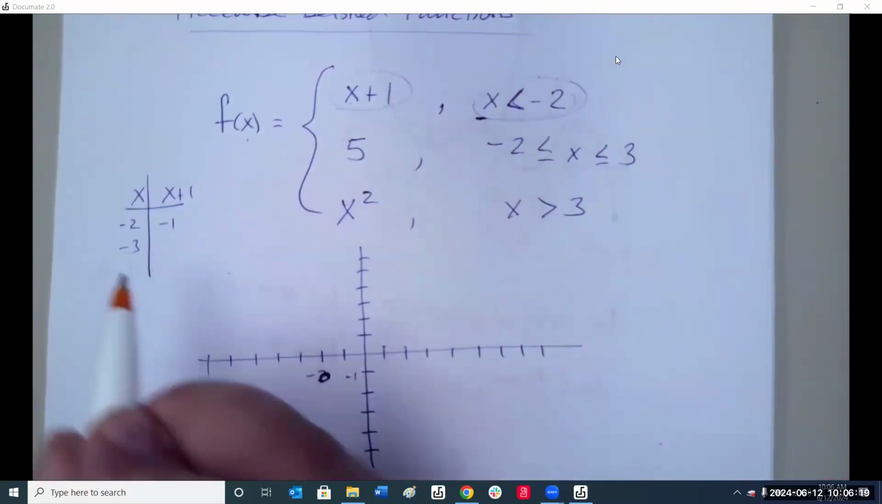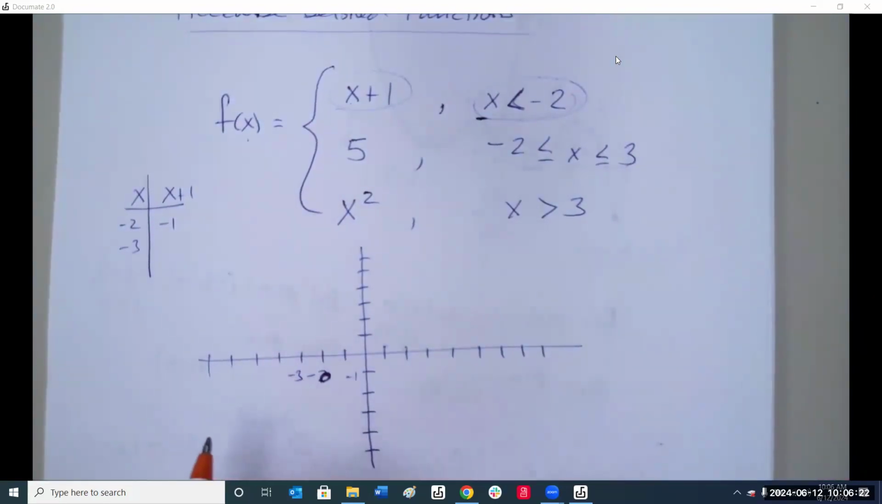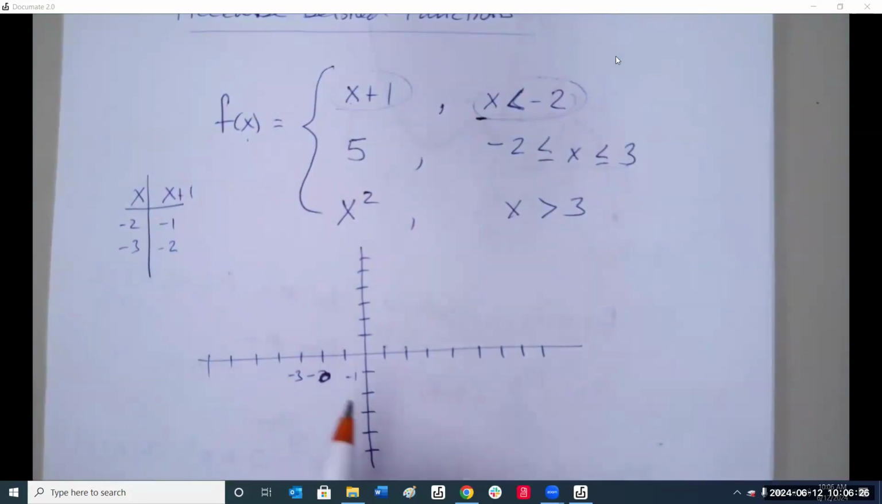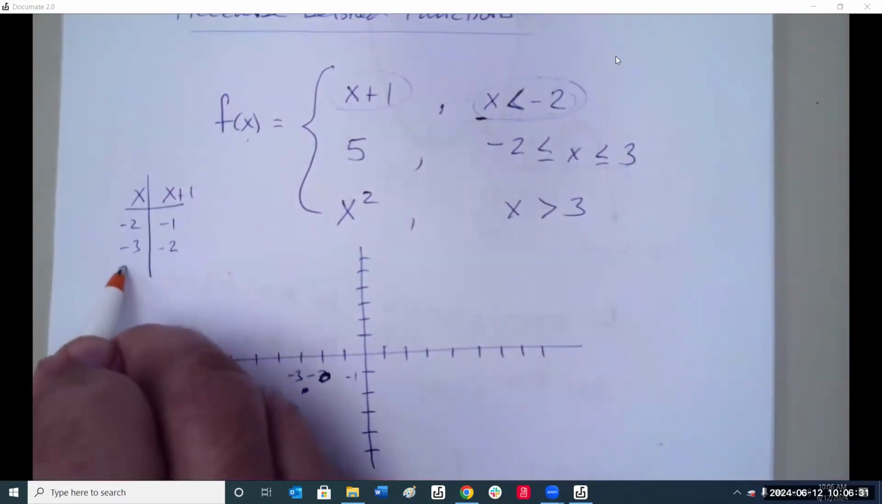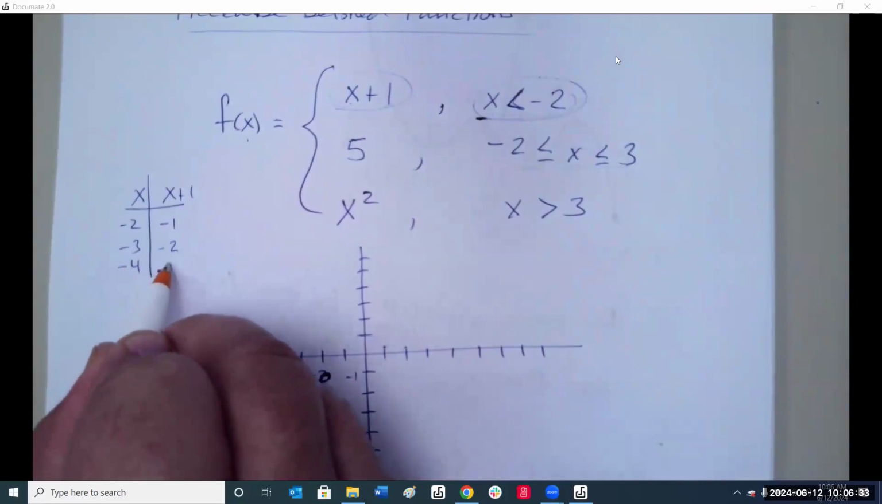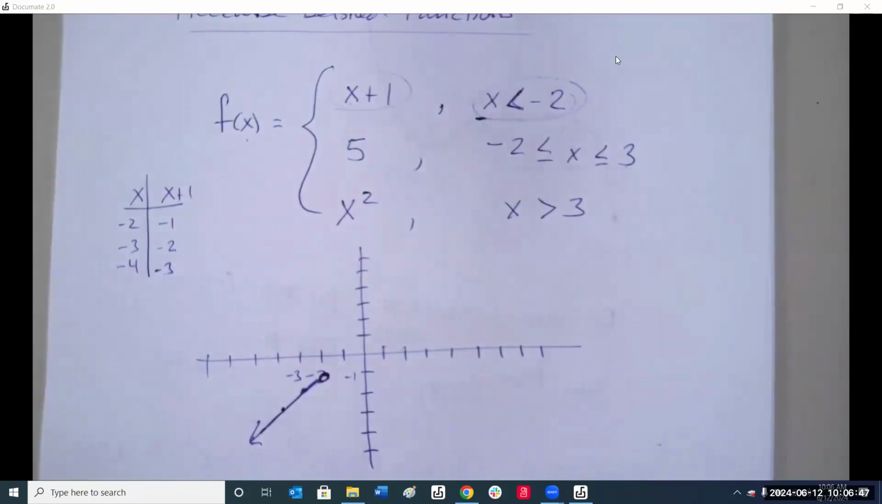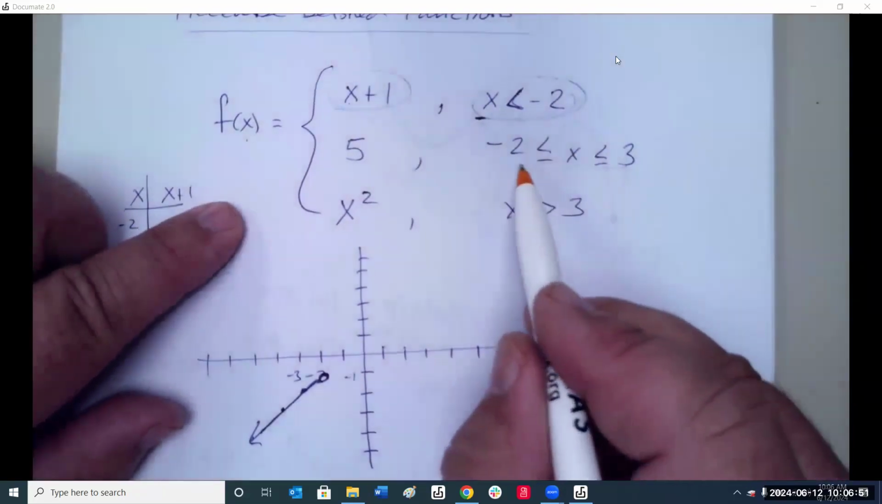When x is -3, what is this equal to? -2. When x is -4, the answer is -3. And so my graph on this part looks like this. So far, so good.